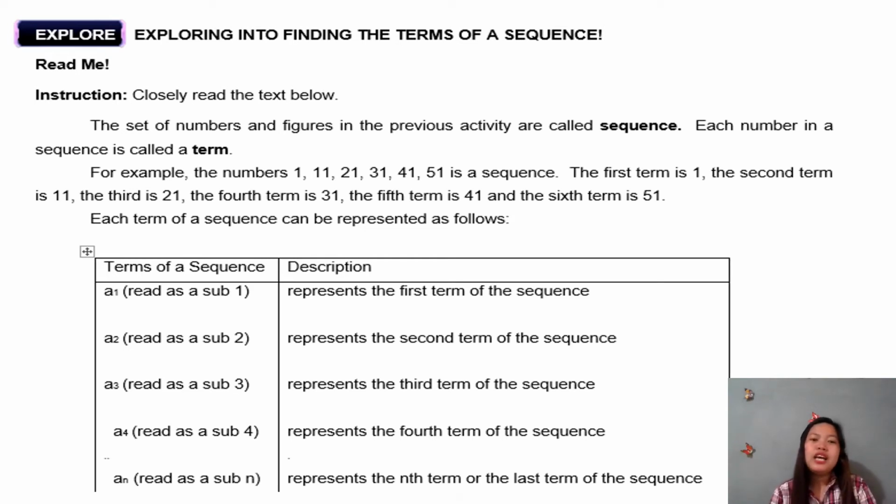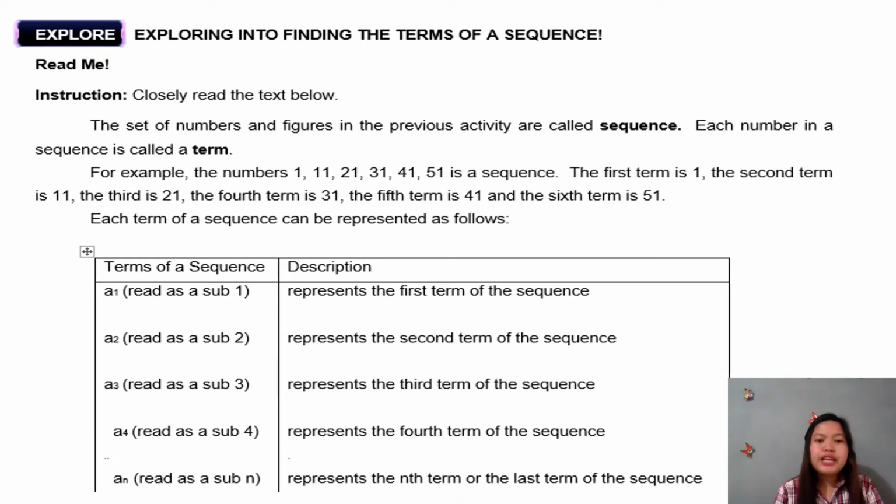Hello guys! So today we will be discussing finding the terms of a sequence, or we will explore ourselves into finding the terms of a sequence. So the set of numbers and figures in the previous activity that we have are called a sequence. From our assignments, we can consider all of those as a sequence. Each number in a sequence is called a term.